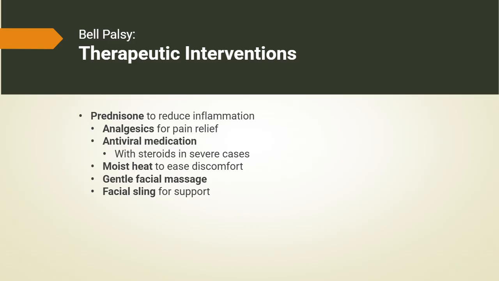Finally, a facial sling may be used for patients with significant drooping. This simple support device helps reposition the mouth and cheek during eating or speaking and can improve oral control and comfort. It does not treat the underlying nerve inflammation but helps maintain functional symmetry while the nerve recovers.